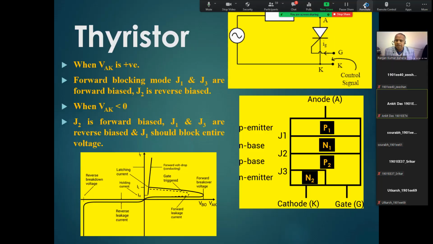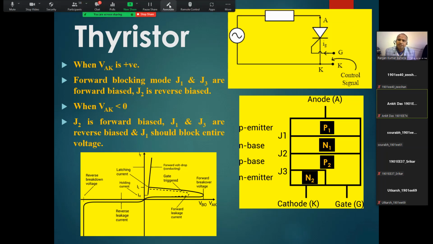This is the connection diagram of this thyristor, you can see here. The thyristor is supplied, this is your load, and this is the thyristor. When you apply a control signal between gate and cathode, the thyristor can be turned on. How it will turn on, we will see in due course of time.